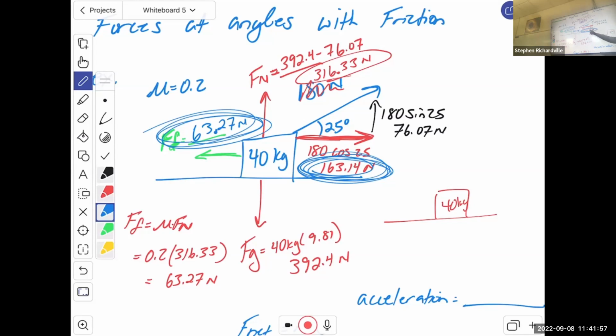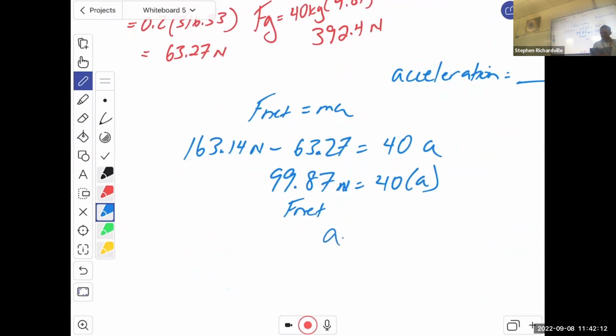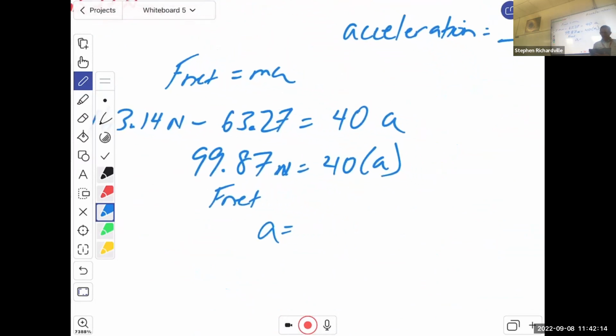After that, I really just want to do F equals ma with the part that's making it go. But because I didn't know friction, I needed the normal force to find it. And then I can do F equals ma, and my a ends up being 99.87 divided by 40, 2.5.